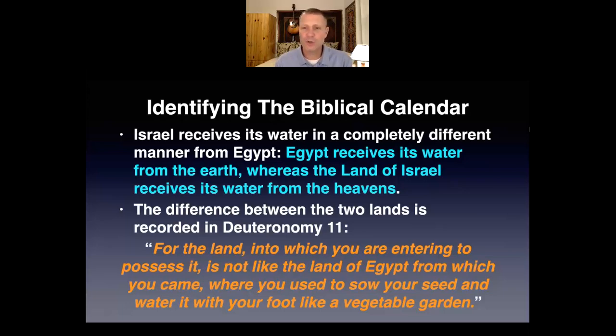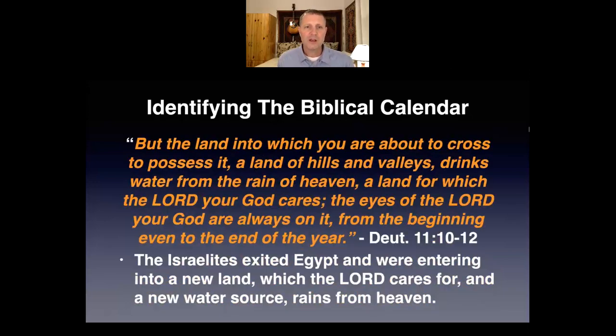Quote, "For the land into which you are entering to possess it is not like the land of Egypt from which you came, where you used to sow your seed and water it with your foot like a vegetable garden. But the land into which you are about to cross to possess it, a land of hills and valleys, drinks water from the rain of heaven, a land for which the Lord your God cares. The eyes of the Lord your God are always on it, from the beginning even to the end of the year." So that's Deuteronomy 11, verses 10 to 12.